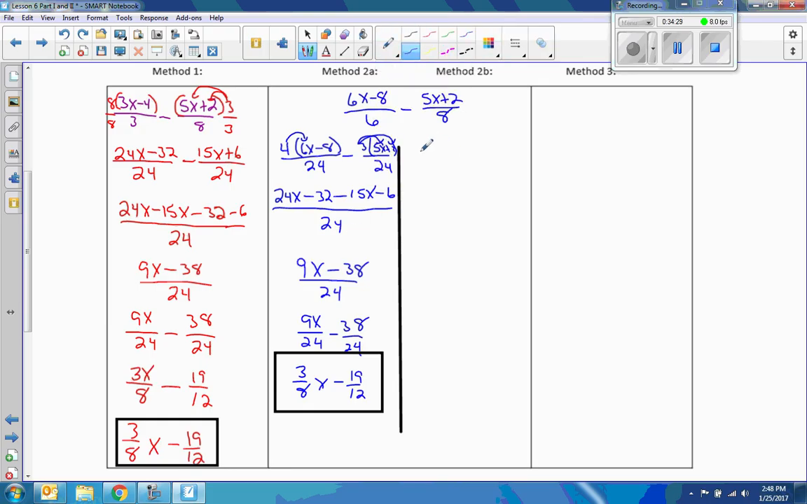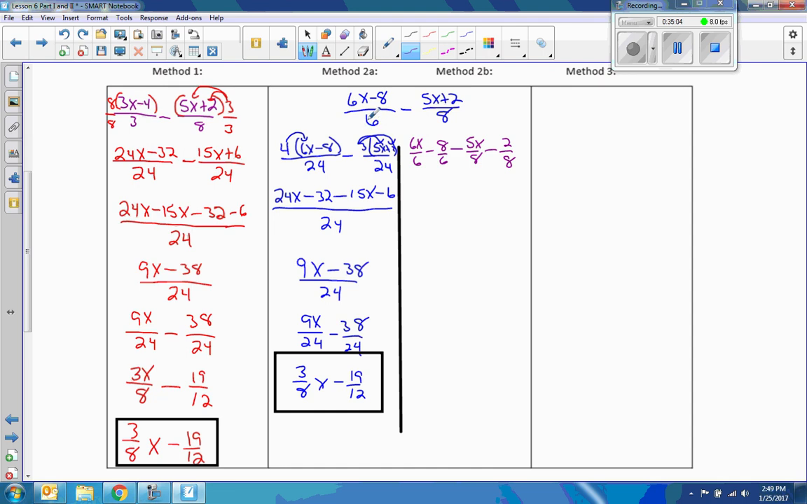Okay, now let's do this in a different way. The first thing I'm going to do is split all of these up. These are just showing you multiple methods to do the same type of problem. So 6x over 6 minus 8 over 6. I'm just putting this 8 over the 6, minus 5x over 8 minus, because a negative times a positive is negative, 2 over 8. So all I did here was split up both of these fractions.